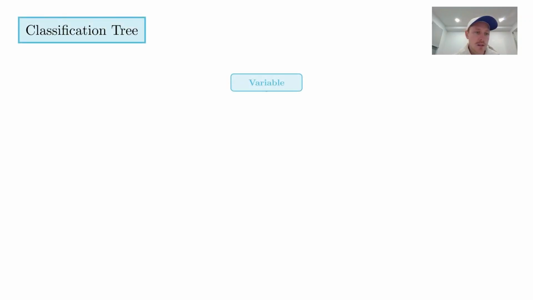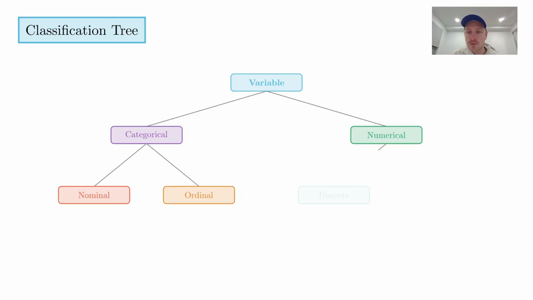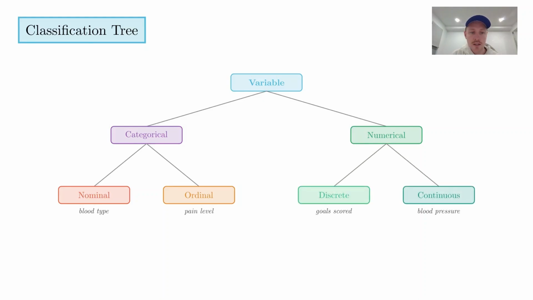And so I think this is the key classification tree here. We've got variables, or sometimes we can call it data, and inside those we've got categorical, which we spoke about, and we've got nominal and ordinal. Nominal example would be blood type, ordinal example would be pain level. For numerical, you've got discrete, example would be goals scored, and continuous would be blood pressure. Or another example of a numerical continuous variable would be someone's height, because that's something that we measure.